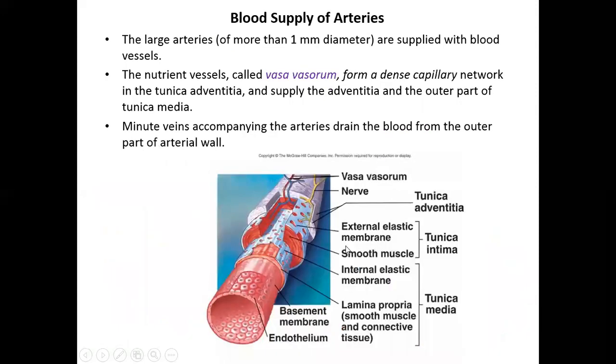Considering the blood supply of an artery, large arteries which are more than 1 millimeter in diameter are usually supplied by another blood vessel that supplies a blood vessel. These are called vasa vasorum. These are usually seen in the tunica adventitia, which is the outermost layer of the blood vessel. There are three layers for a blood vessel, starting from inner to outer: tunica intima, tunica media, and tunica adventitia.